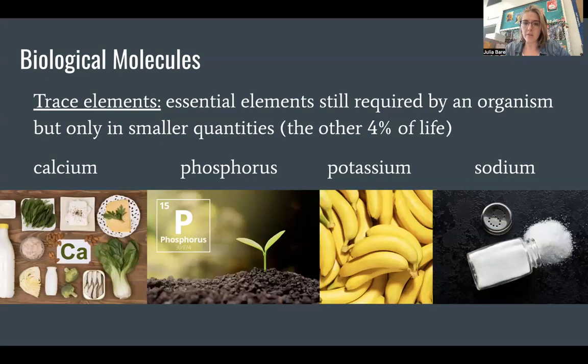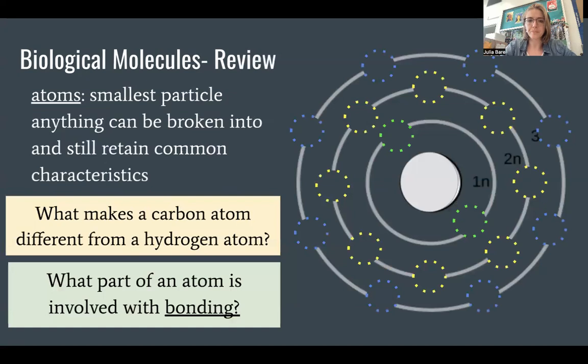But before we dive into what an ion is, we first need to understand what an element actually is. When I talk about trace elements and essential elements, what am I actually talking about? Well, I'm talking about atoms, and atoms are the smallest particle that anything can be broken into and still retain common characteristics. So this is a common model of an atom that I have on the screen.